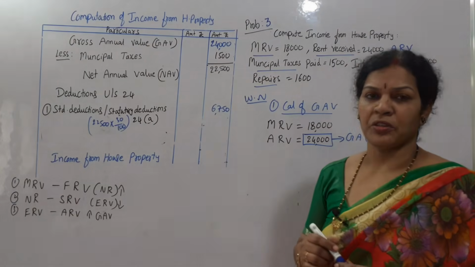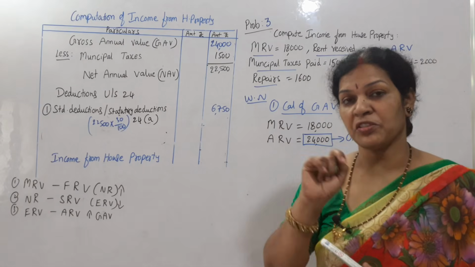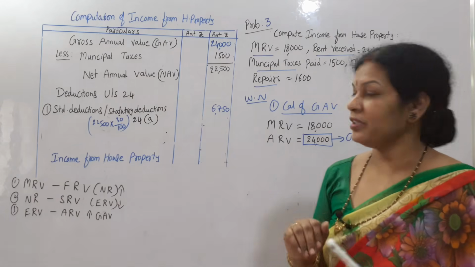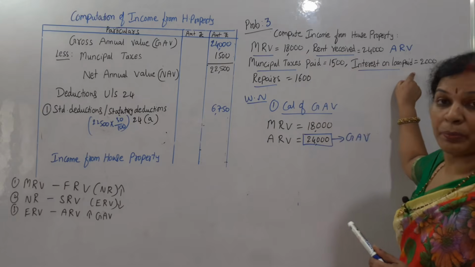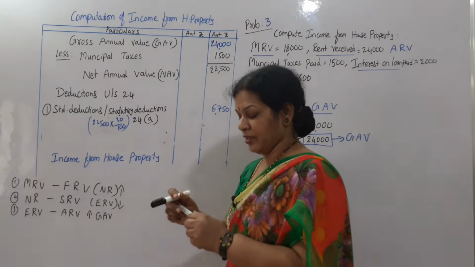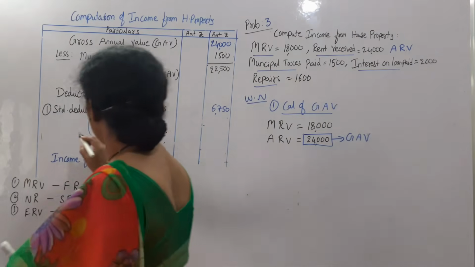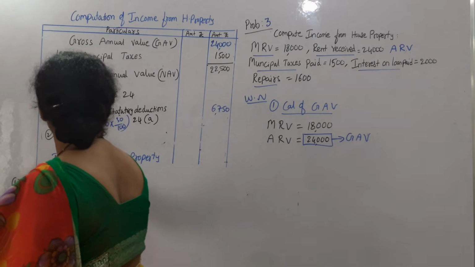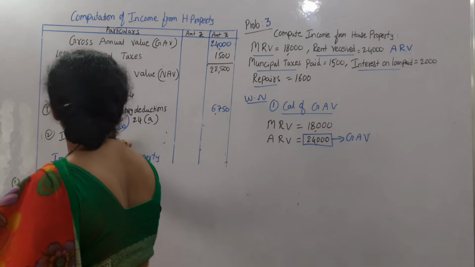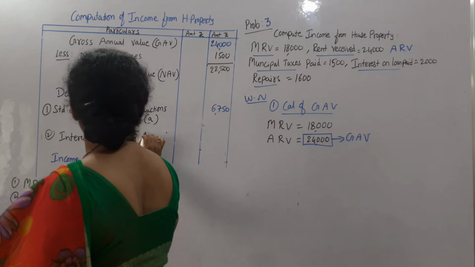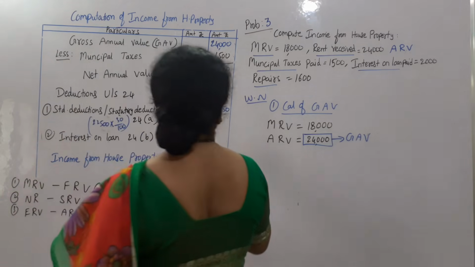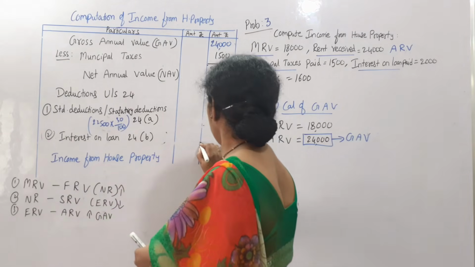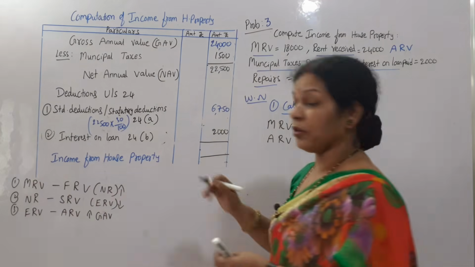Next, there is another deduction, that is section 24 subsection B. It says any kind of interest on loan is to be deducted. Here we have interest on loan paid. So that comes under section 24 subsection B, interest on loan. Second one, interest on loan as per section 24 subsection B. How much is it? 2,000. If we deduct it, you will get income from house property.